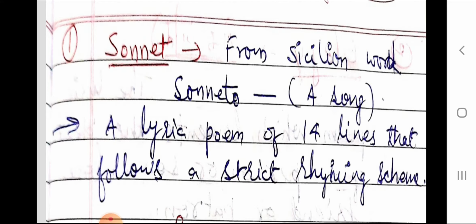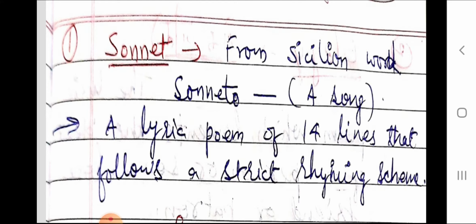So in English literature, sonnet is a lyric poem strictly of 14 lines that follows a strict rhyming scheme. It's a simple kind of definition you should keep in your mind, that a lyric poem of 14 lines that follows a strict rhyming scheme. That's the simple definition of sonnet.